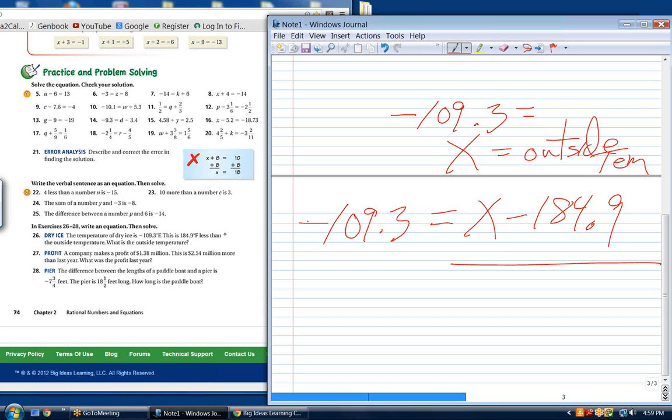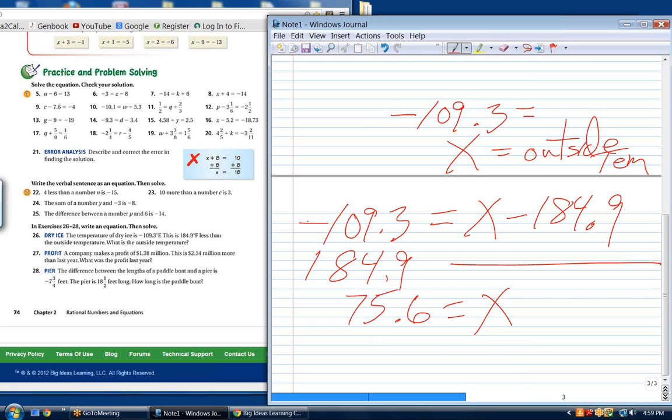Okay, so you would add 184.9 to both sides of the equation. So what does x then equal? x equals, well, technically you would switch them around. Yep, I did it in my head.